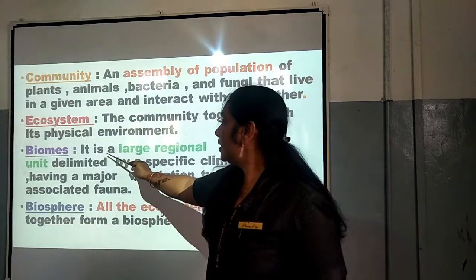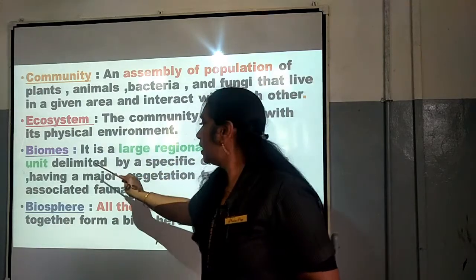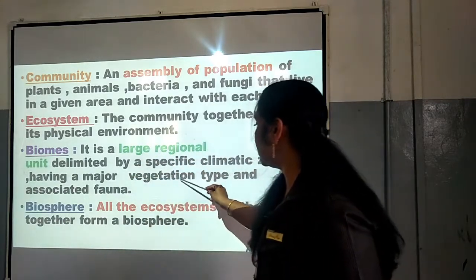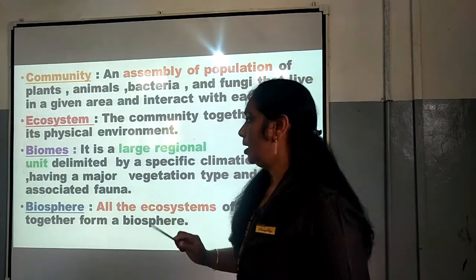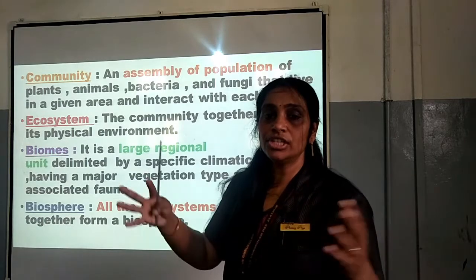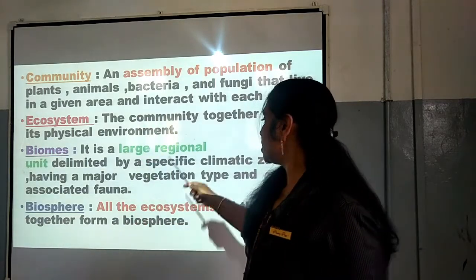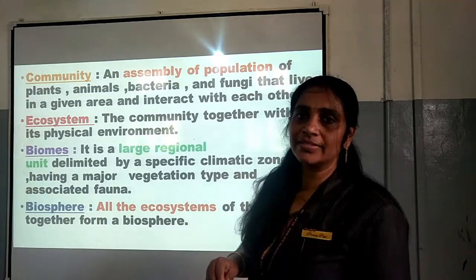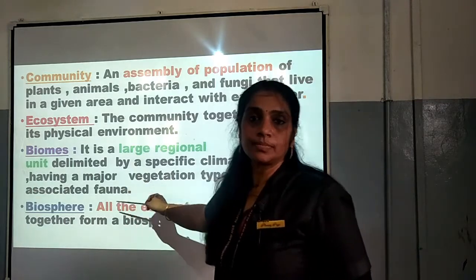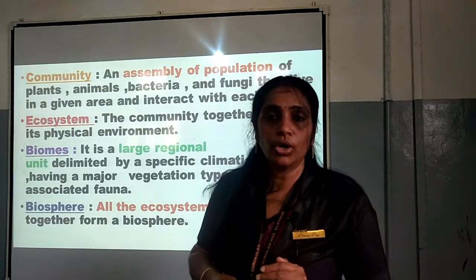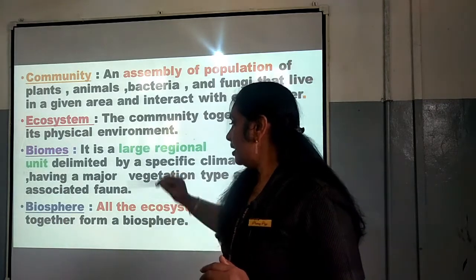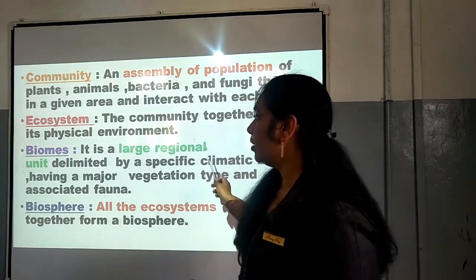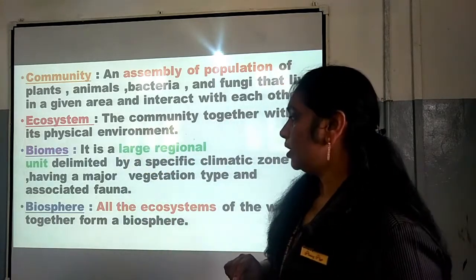And what is biomes? It is a large regional unit delimited by a specific climatic zones having a major vegetation type and associated fauna. Biomes means it's a large regional unit, it's a big unit where specific climatic conditions will be there with vegetation types will be there, as well as it is being associated with fauna. Fauna means animals, flora means plants. So, many animals will be there, many plants will be there with a specific climatic zone is the area which is called biomes.